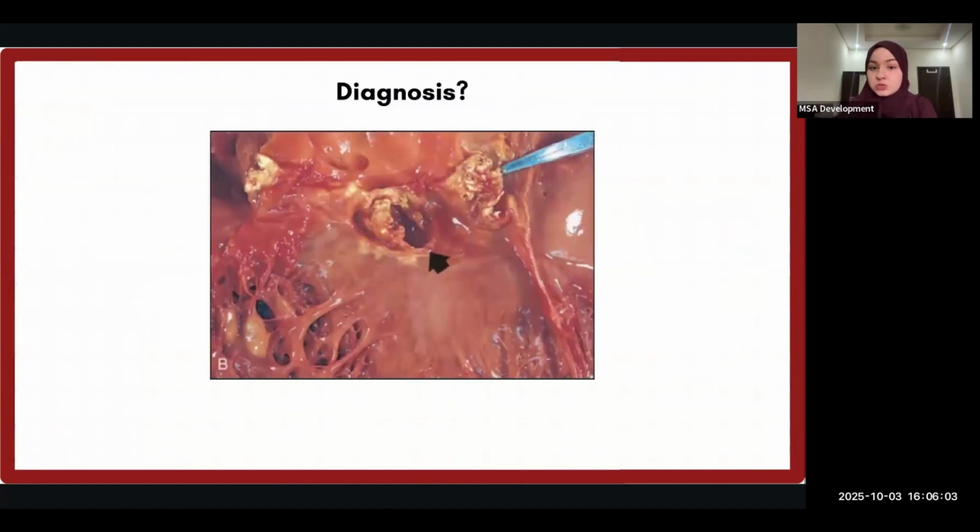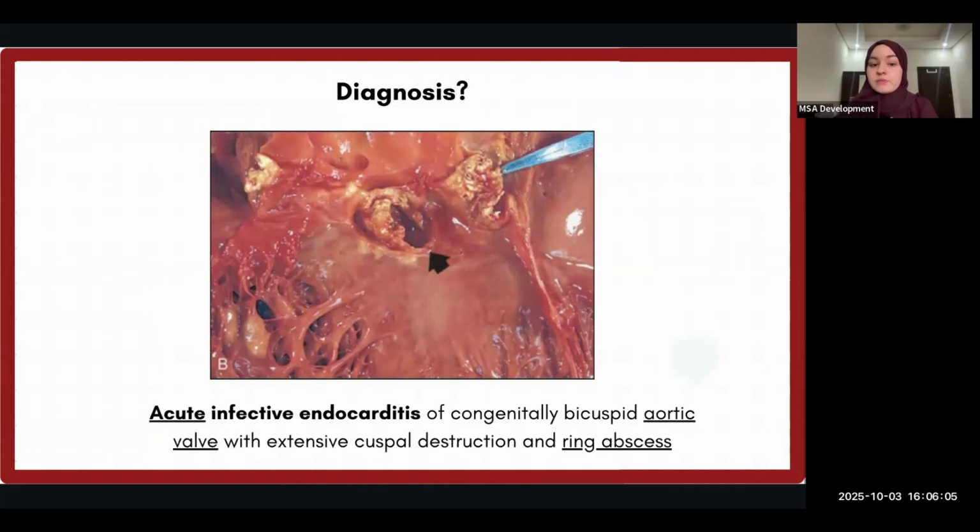Okay, so here, what is the diagnosis? Acute infective endocarditis. And how would we know that this is acute and not subacute? Acute is much, much worse. It is much more invasive. It causes a lot more symptoms, and it happens much more rapidly. And it forms what's called ring abscesses. So this is a ring abscess formed in acute infective endocarditis.